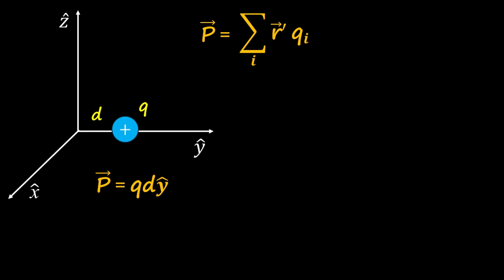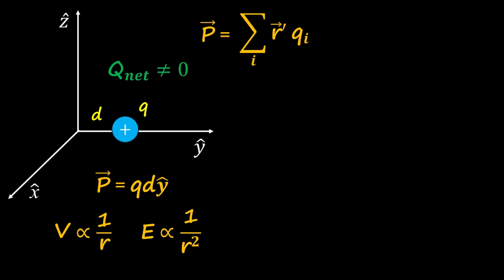Now what about the potential and electric field? So here the net charge is non-zero, so the potential will be dominated by the monopole term. So we can directly say that V is inversely proportional to R. And since we are discussing electrostatics, we can derive the electric field from the potential by taking the derivative, that is the gradient. So using that logic, we can say that in this case, E will be inversely proportional to R squared.